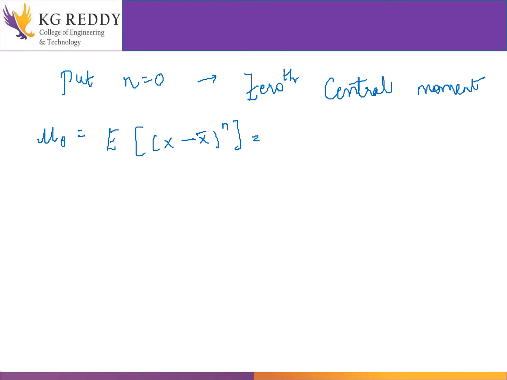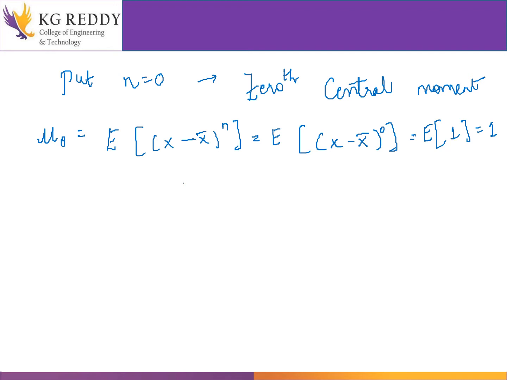Here if I put 0, what will it be? n is equal to 0, x minus x bar raised to 0. So expectation of something raised to 0 is 1. It is nothing but 1. Hence I can say that the 0th central moment is equal to 1.